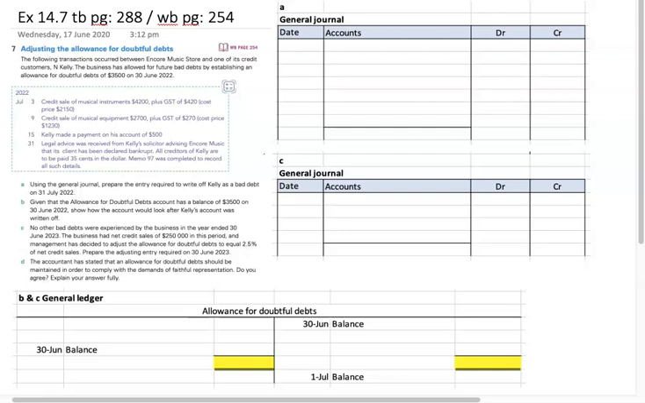Hi class, this video is going to run through how to complete exercise 14.7 of our textbook, which you'll find on page 288 and the workbook templates on page 254.